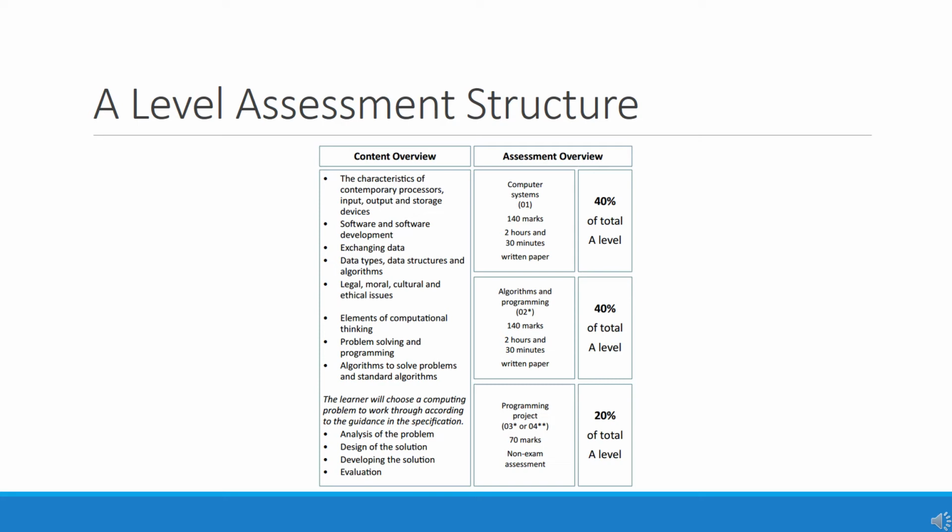The main difference here being that the project is not set by the exam board, and it's a project which you'll define and set for yourselves to work on throughout Year 13. If you look at the content overview, there should be some familiar elements for those of you who have studied GCSE Computer Science, and there are a number of similarities and obvious progression from the GCSE to the A-Level.